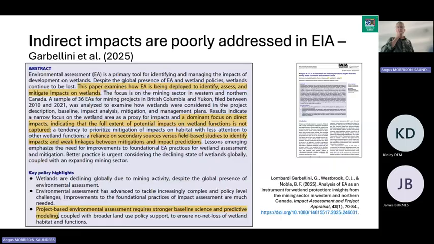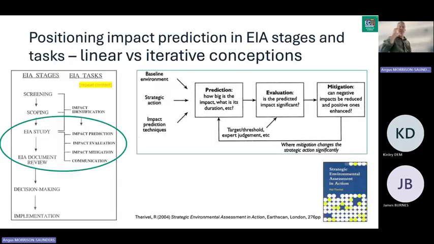What we do know from this paper by Lombardi and others is that indirect impacts are hard, and they are the least well addressed aspects of EIA. It's very easy doing direct impacts. It's comparatively hard to do indirect impacts. But our prediction process has to somehow be cognizant of all that. Okay, coming towards the end now.